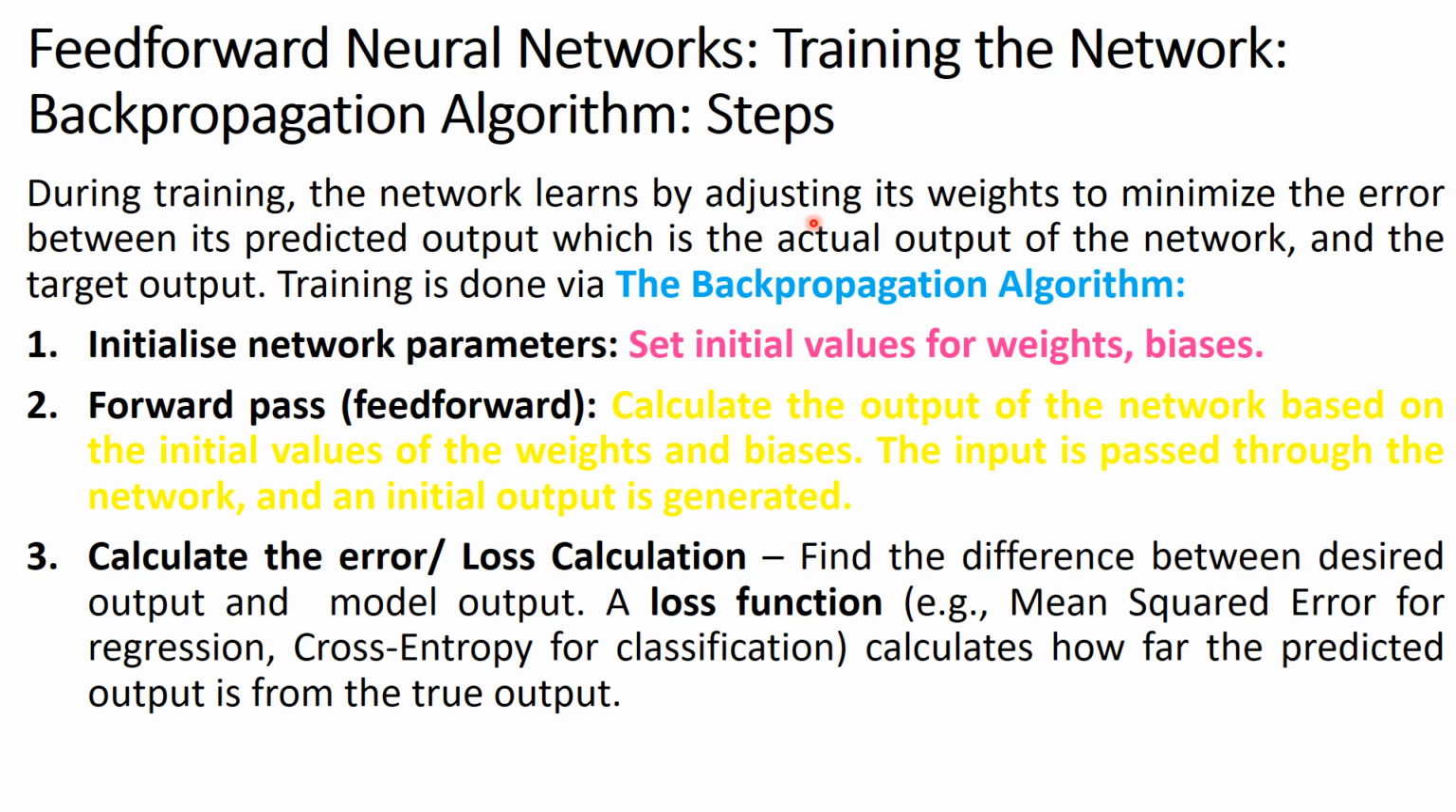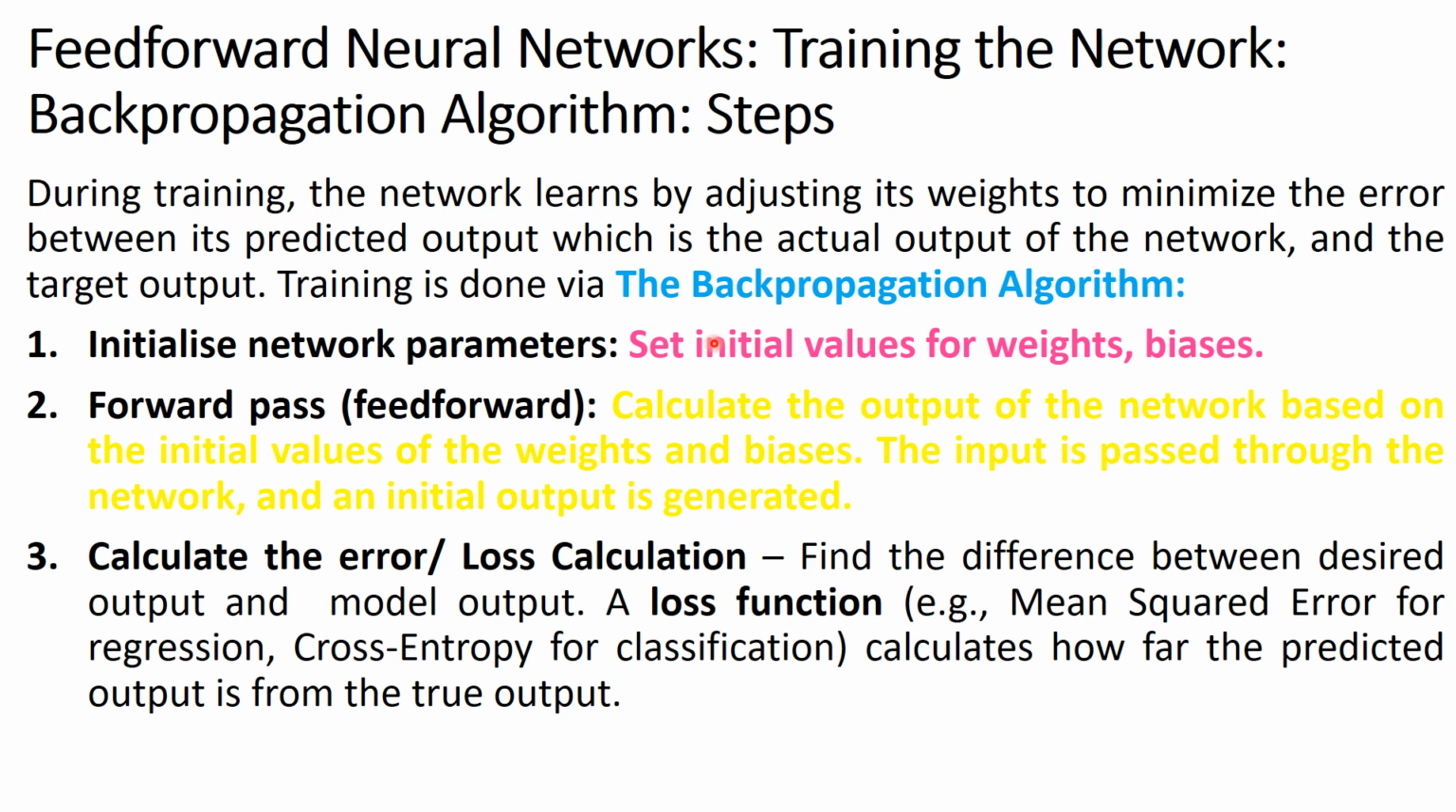أثناء تدريب الشبكة بيتم تعديل الأوزان بصورة تقلل الخطأ الفرق بين actual output والtarget output. The backpropagation algorithm هي الخوارزمية اللي بنستخدمها لتدريب الشبكة العصبية، اسمها the backpropagation algorithm. هنشوف خطواتها بالتفصيل. 1. Initialize network parameters.